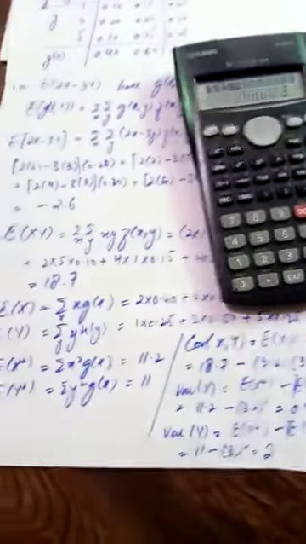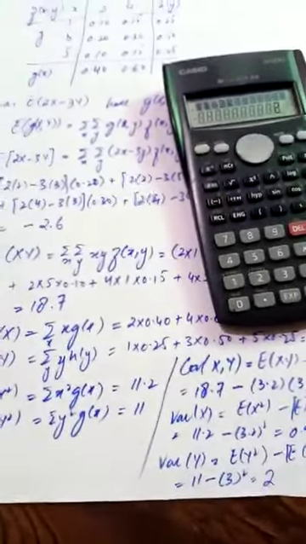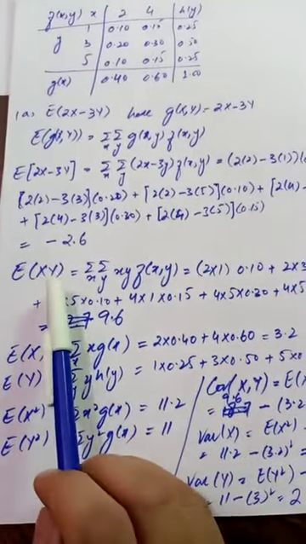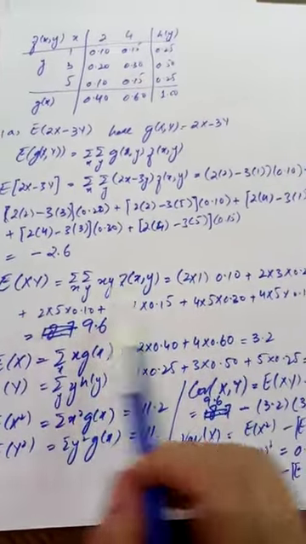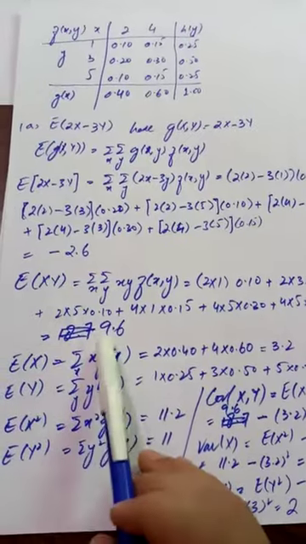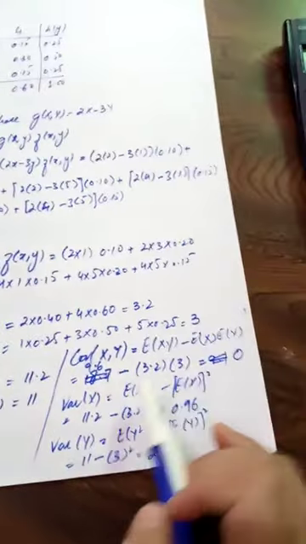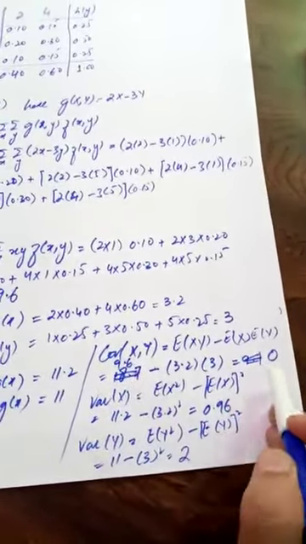So this is how we compute expectations from joint densities. I would like to make a correction. I have computed expected value of xy wrong. There was a mistake in computation. Expected value of xy is 9.6. So the covariance will be 9.6 minus 3.2 into 3, and the covariance turned out to be 0.